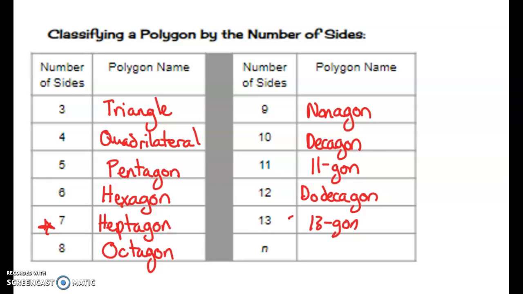So we have a 14-gon, a 15-gon, a 16-gon. So n just represents any number of sides after 13. However many sides, you do n-gon. So like if it's 55 sides, you would call it a 55-gon. That's just an example there.